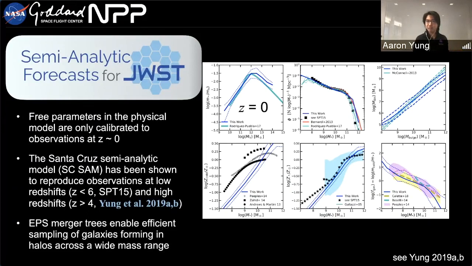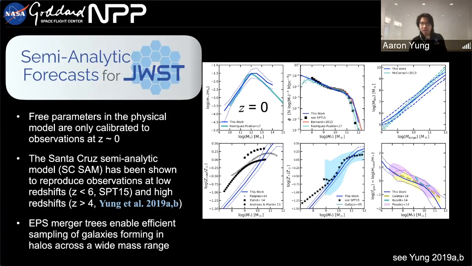The Santa Cruz SAM is only calibrated once at redshift 0, and this is what that calibration plot looks like. Blue is everything that outputs from the model at redshift 0, and everything else, including light blue and cyan, are observational constraints. So the physical parameters in the model are actively tuned so that the output matches observations as best as possible. Of course, there are multiple constraints to match.